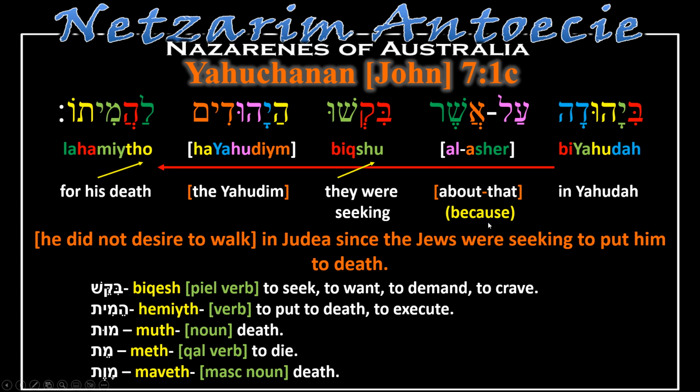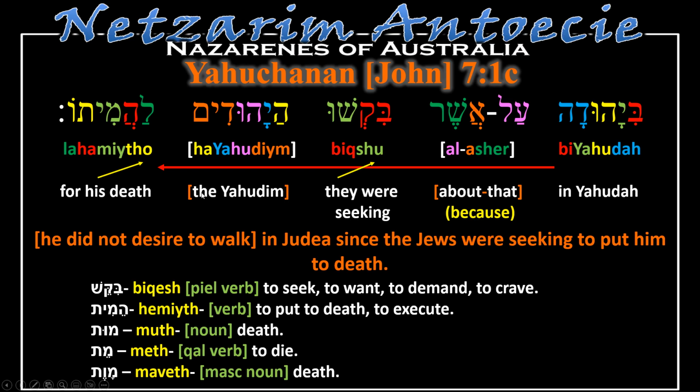Translated as because, since al has quite a few meanings, but it can be regarding, about, on, upon, various like that. So we're using it as about that. Translated as because often. Bikshu, they were seeking. Now what's the root of that? Bikesh. It's a piel verb to seek, to want, to demand, to crave. So they were seeking.